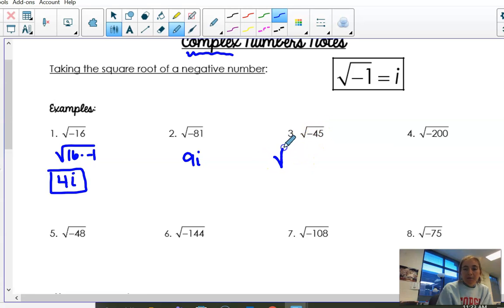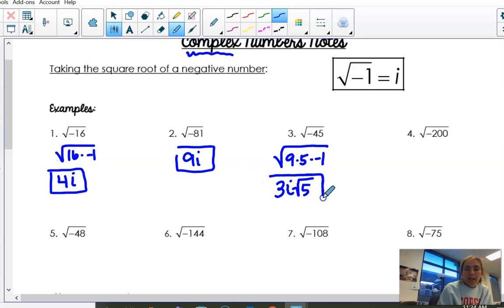Square root of -45, all right? That would be like the square root of 9 times 5 times -1, right? The square root of 9 is 3, the square root of -1 is i, and the square root of 5 can't be simplified. So 3i times the square root of 5. The i, taking the square root of -1, takes care of the negative part of the radicand.